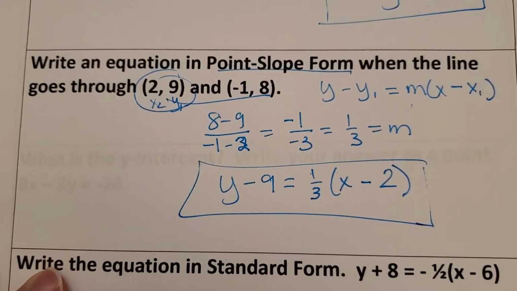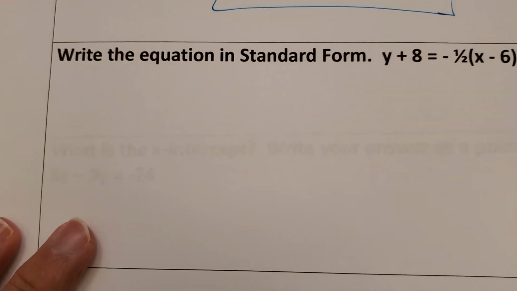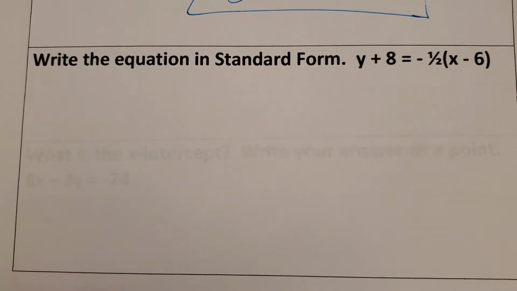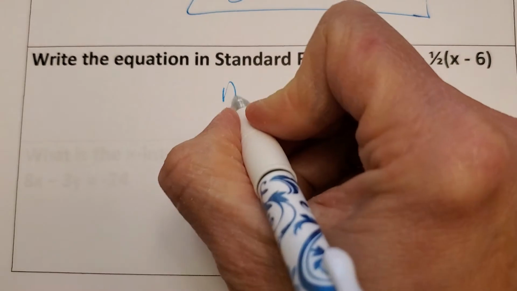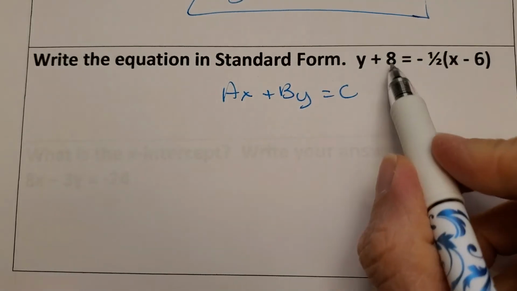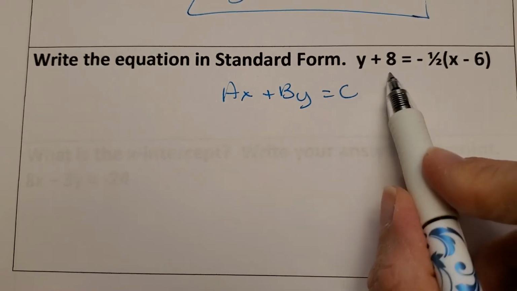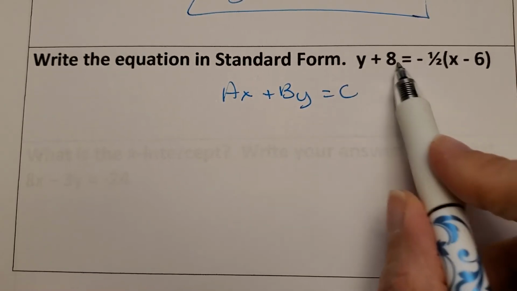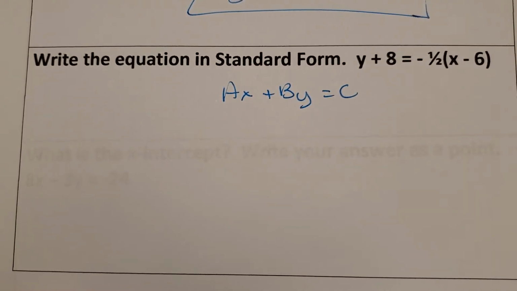All right, let's try another one. So now we're going to write this equation in standard form. Remember that's our ax plus by equals c. So I notice I have a y on this side. I'm going to have to move my x over, get rid of those parentheses, and move my constants over. So there's a little bit of work to do.